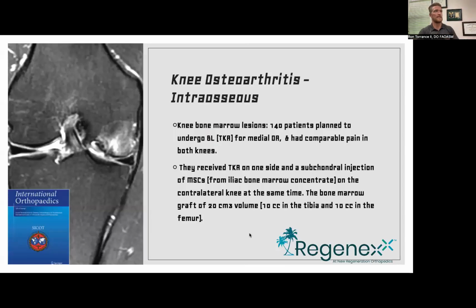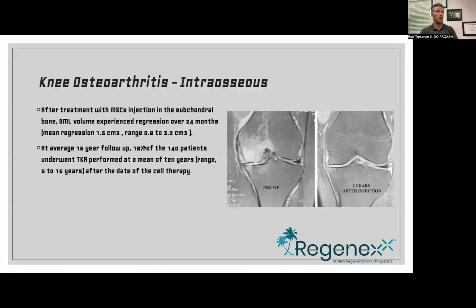And this is the interosseous lesion. This is what we see in a lot of these patients with knee arthritis. And this might be you. This might be your friend. This might be your loved one. This is really where we inject into this area to help that bone get stronger and healthier, and then hopefully help you prolong and prevent a knee replacement. So after treatment with MSCs, injection of the subchondral bone, there is regression, and this is what it looks like if you do a follow-up MRI later on.